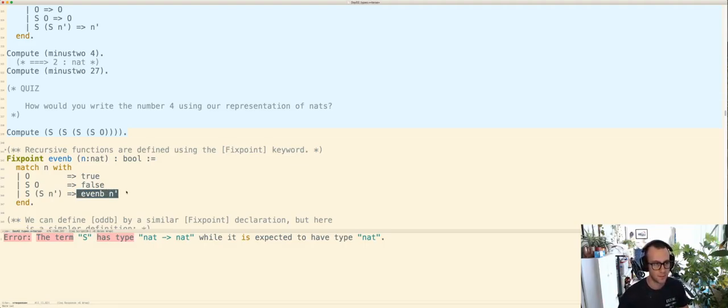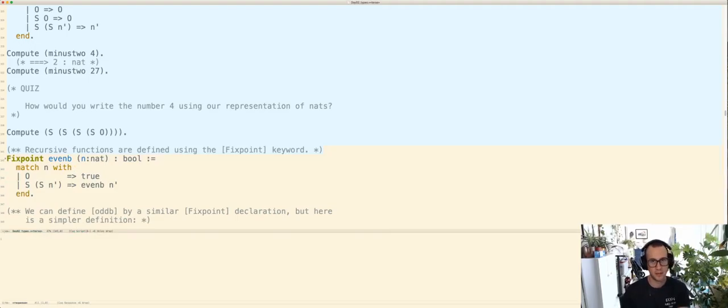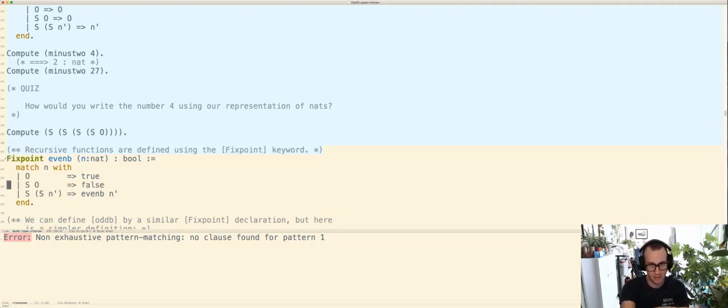One thing I want to note, so this definition is accepted. What would happen if we forgot S of O? Coq would say, non-exhaustive pattern matching, no clause found for pattern 1, which is, okay, pattern 1, that's the S of O we've got right here. Okay, cool. So Coq has really got our back here.